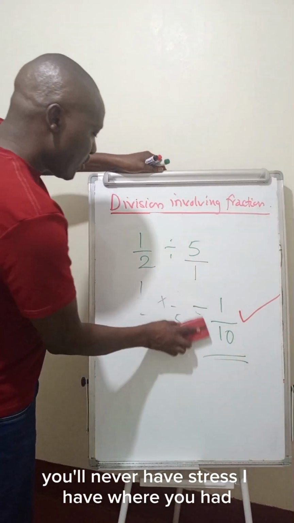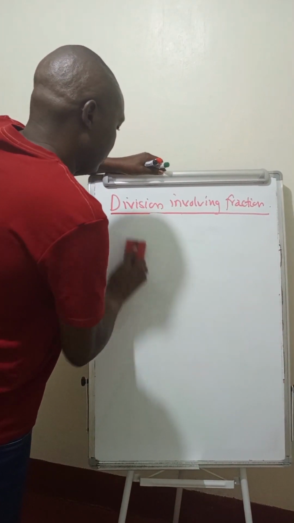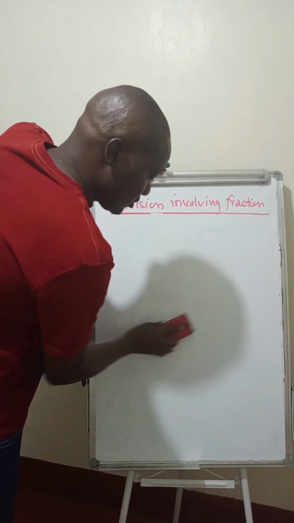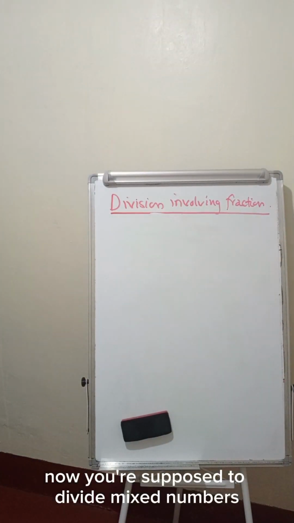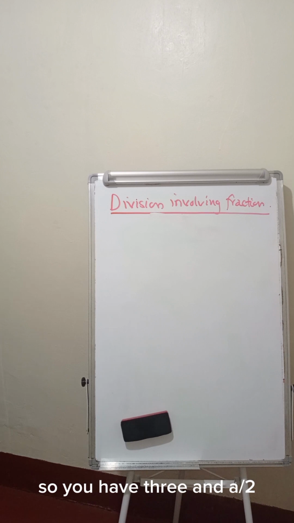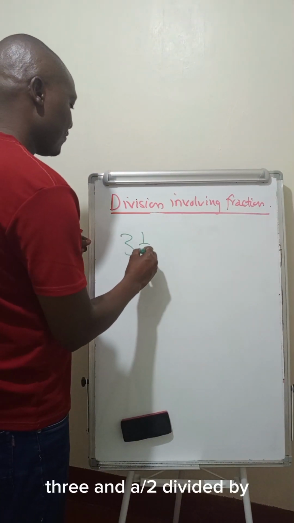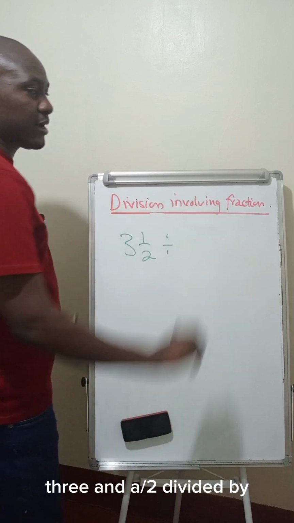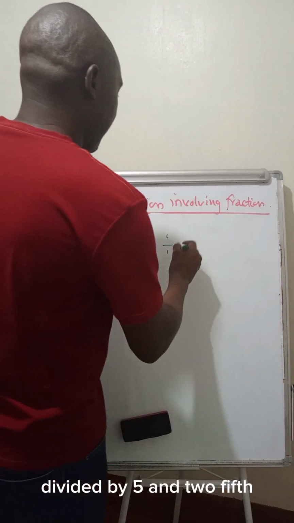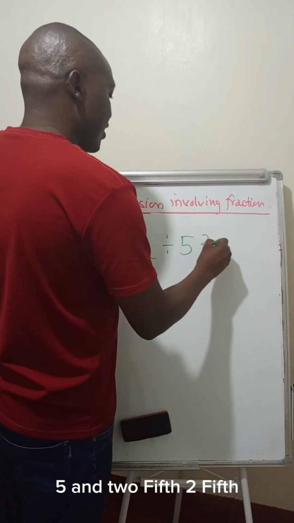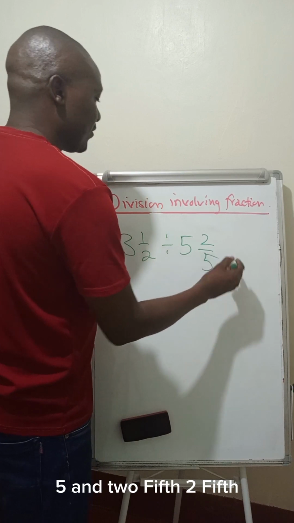Now you're supposed to divide mixed numbers. So you have 3 and 1/2 divided by 5 and 2/5.